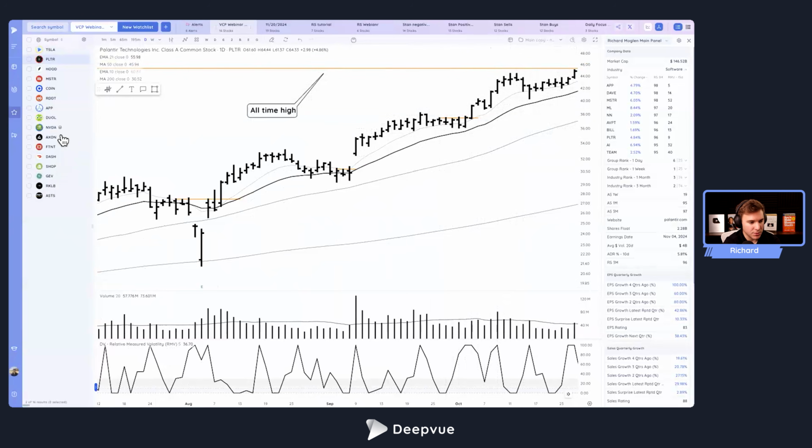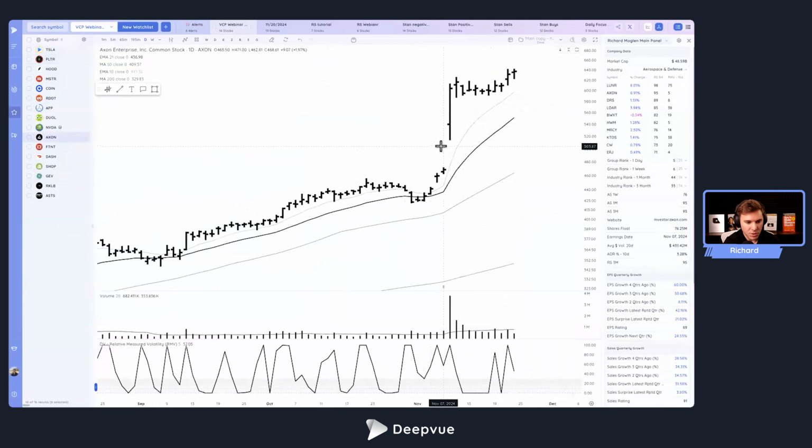Let's go to Axon, a recent earnings gapper. RMV5 helps you identify this. So there's another great example of a post-gap tight area that now has expanded higher.